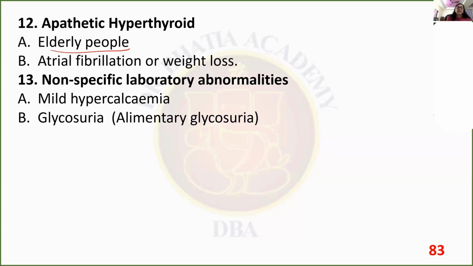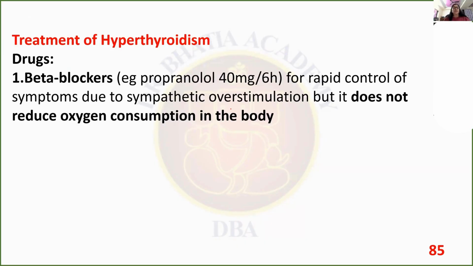Apathetic hyperthyroid is seen in the elderly population with AF, with no non-specific lab features. There will be mild hypercalcemia. There will be alimentary glycosuria.